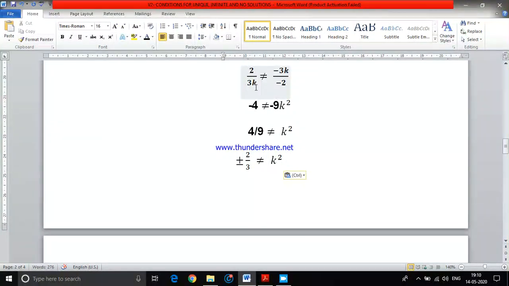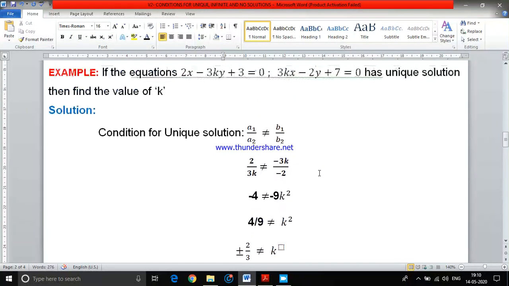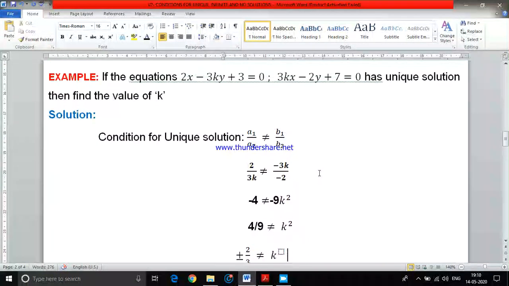What I have done is 2 into minus 2 is minus 4, and 3k into 3k is 9k square with the minus sign. Now I bring this 9 to the left hand side, so the multiplication comes as a denominator. Minus minus gets cancelled: 4 upon 9 is not equal to k square. If I take the square root on both sides, k is not equal to plus or minus 2 by 3. That means your k value cannot be 2 by 3 or minus 2 by 3. Then only this system of equations has a unique solution.